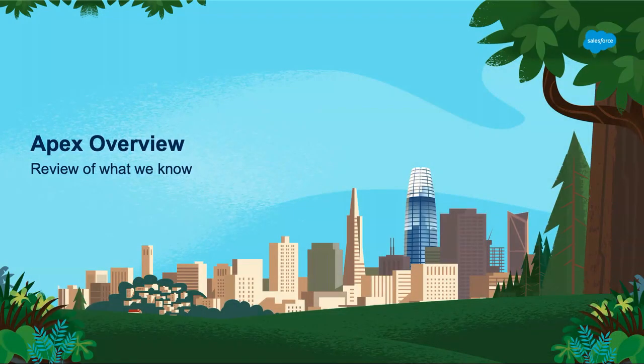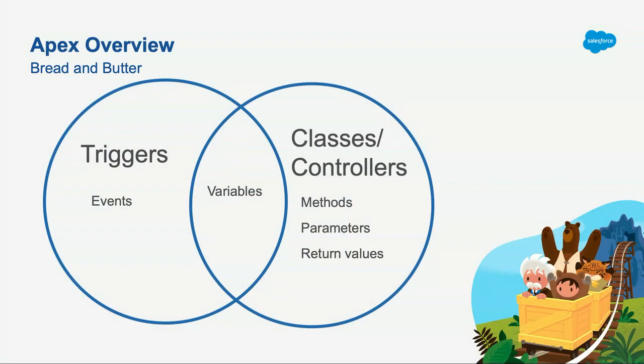All right, so with that, a very, very brief Apex overview, like I said. So these are things we know, right? Apex pretty much comes in 2 flavors. You got your triggers, you got your classes or controllers, right? Your triggers are code that runs in response to some database event, right? Before insert, after update, event fires, code runs, right? We know how to do that. Classes, you're familiar with methods, parameters, return values, right? And then we got variables interspersed between the 2, right? This is our bread and butter as Apex developers.